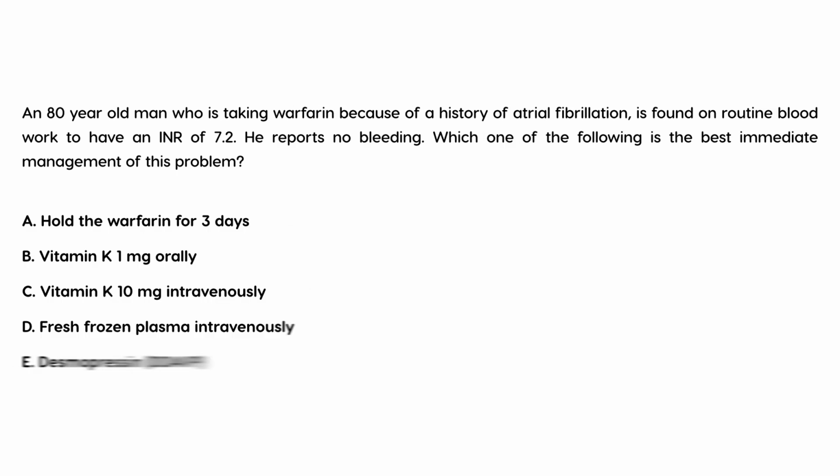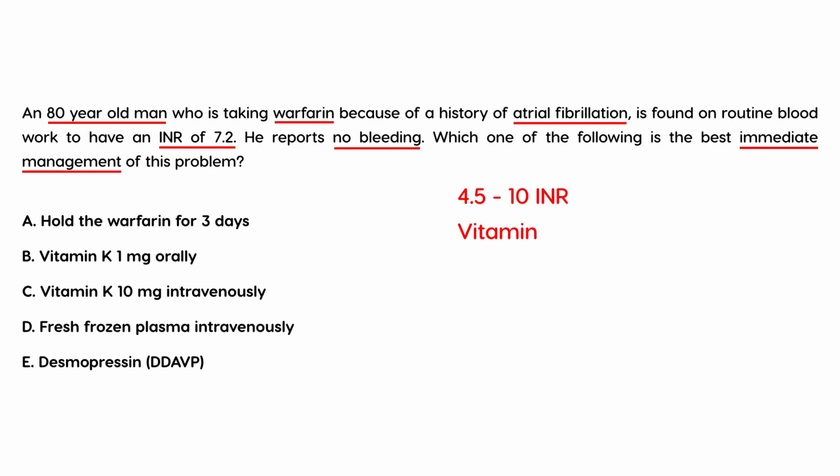Next question. An 80-year-old man who is taking warfarin because of a history of atrial fibrillation is found to have, on routine blood work, an INR of 7.2. He reports no bleeding. Which of the following is the best immediate management of this problem? Okay, well, he has no bleeding, and he's in the 4.5 to 10.0 category for INR. In this category, you just give a low dose of vitamin K, usually 0.5 to 1 milligram. And of the answer choices, that would be choice B.